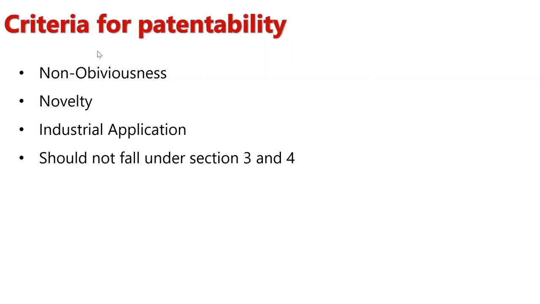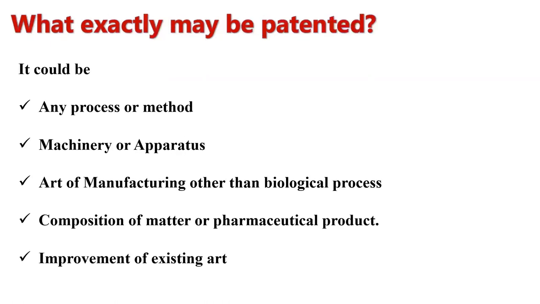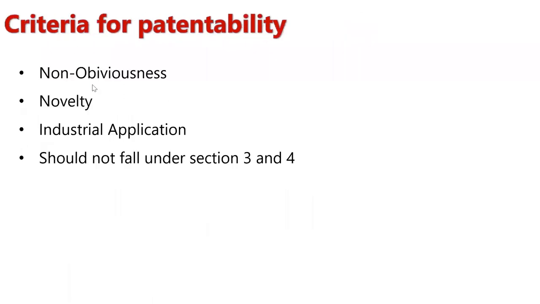So what are the criteria? In my view, I'm thinking that it is a process or method, it is a machinery. But once we are going to file the patent, we have to meet some criteria. These are the 4 criteria: non-obviousness, novelty, usefulness, and it should not fall under section 3 and 4. So what are non-obviousness and novelty?